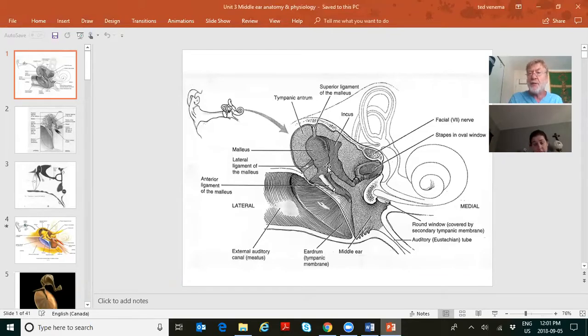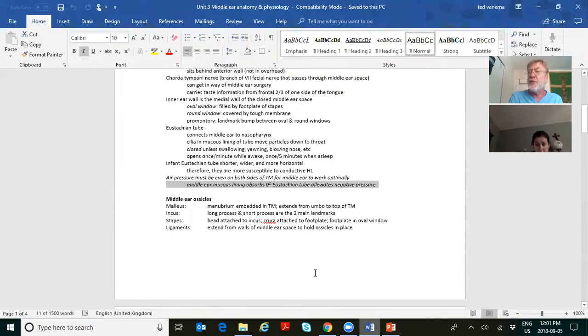Otherwise, you'd have a vacuum in this middle ear space. And if you had a vacuum, you'd have negative air pressure. And if you had negative air pressure, it would not be even with the normal air pressure outside the drum. You see? So you need a functioning Eustachian tube to allow new air to come into the middle ear space on a constant basis. The middle ear ossicles, remember them now: the malleus, the incus, and the stapes, and the ligaments.